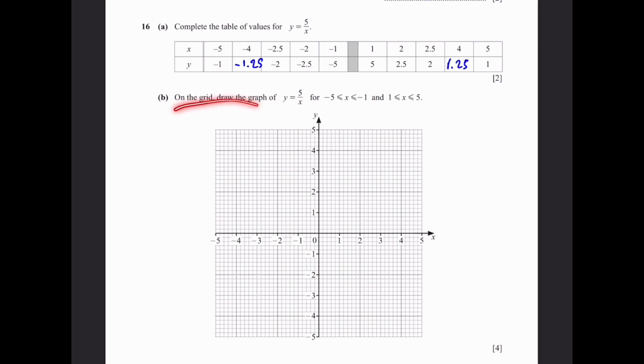B. On the grid, draw the graph of y equals 5 over x for x greater than or equal to minus 5 and less than or equal to 1, and x greater than or equal to 1 and less than or equal to 5. Let's plot the points. X is equal to minus 5, y is minus 1. X is minus 4, y is minus 1.25. X is minus 2.5 and y is equal to minus 2. It'll be here. X is minus 2, y is equal to minus 2.5. X is minus 1, y is equal to minus 5.